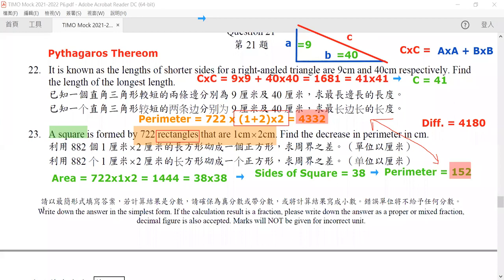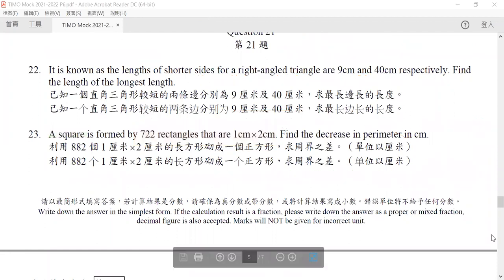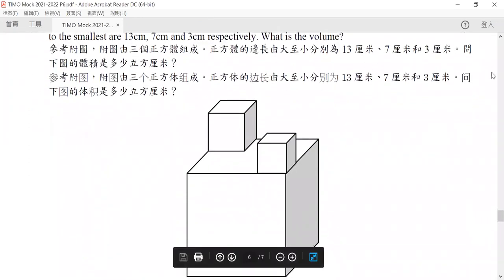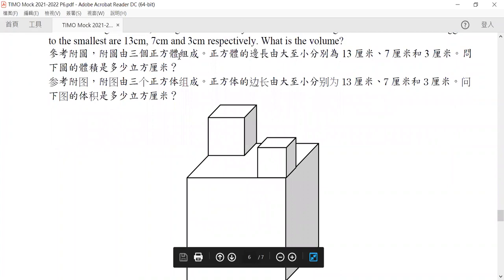Okay. Now let's finish this question quickly, as the administrator is announcing.